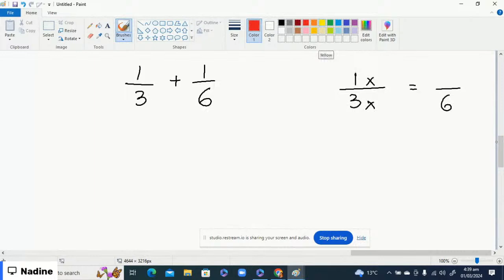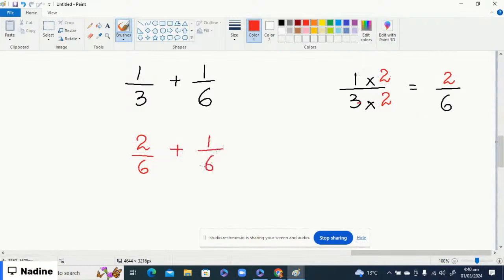3 times 2 is 6. So multiply by 2 and divide by 2. 1 times 2 is 2, and 3 times 2 is 6. Here the answer is 2 by 6. In place of 1 by 3, we are going to write 2 by 6.